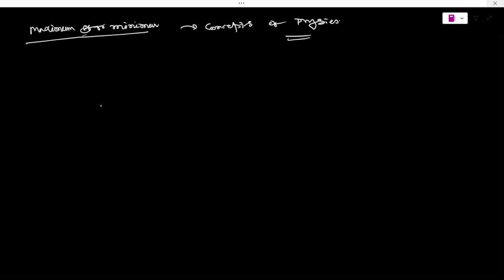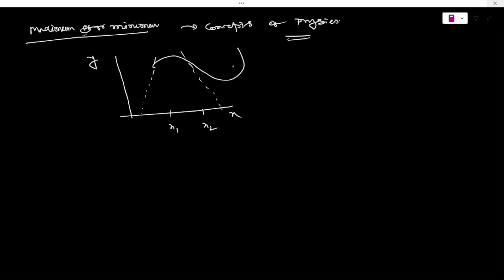Okay, so let's say this is the x-axis and this is the y-axis. On the x-axis there is a point, let's name it x1, and another point, x2. And this is the curve.